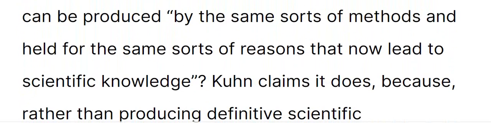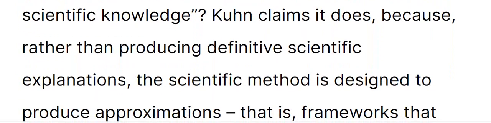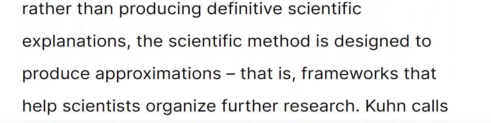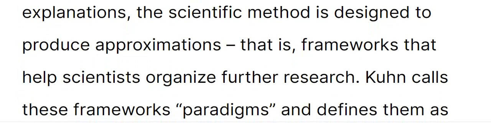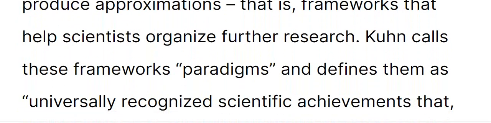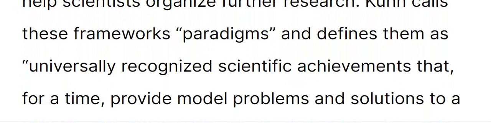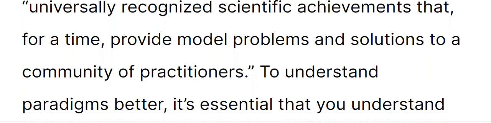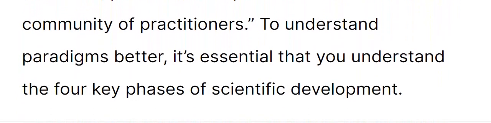Kuhn claims it does, because, rather than producing definitive scientific explanations, the scientific method is designed to produce approximations, that is, frameworks that help scientists organize further research. Kuhn calls these frameworks paradigms and defines them as universally recognized scientific achievements that, for a time, provide model problems and solutions to a community of practitioners. To understand paradigms better, it's essential that you understand the 4 key phases of scientific development.